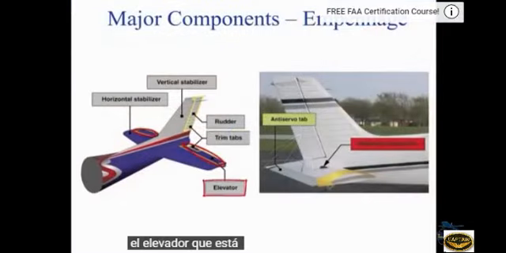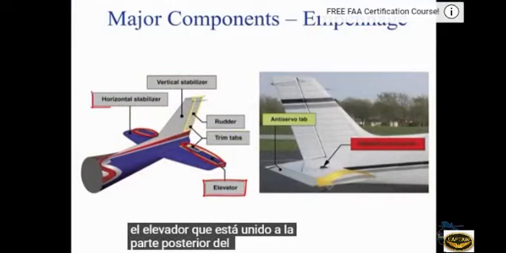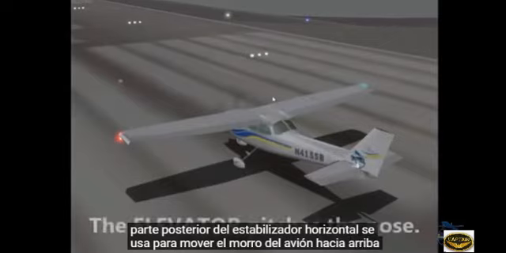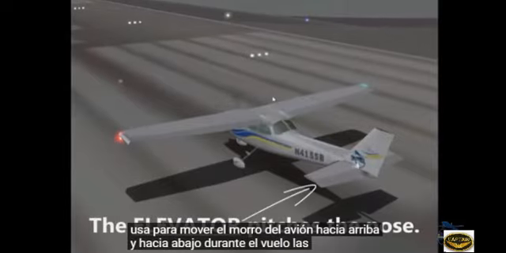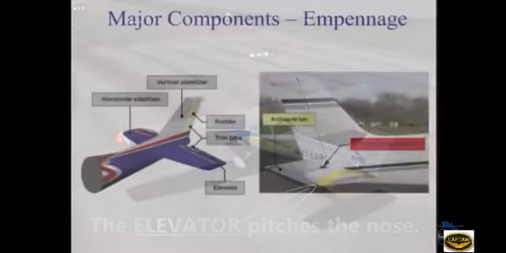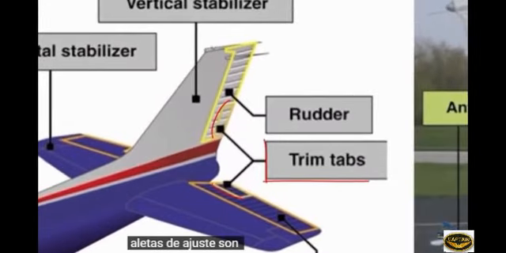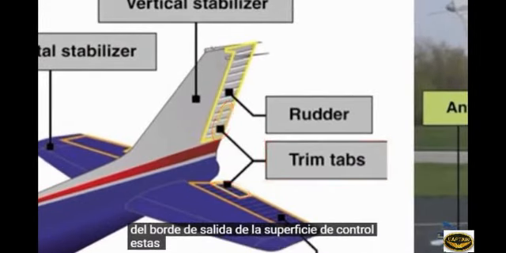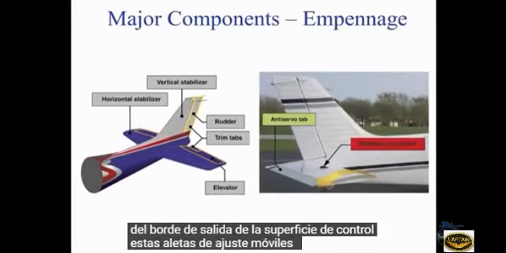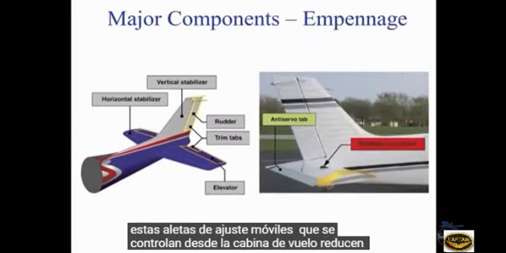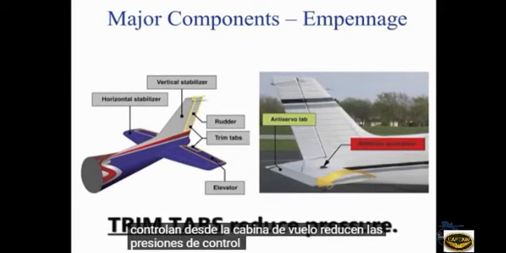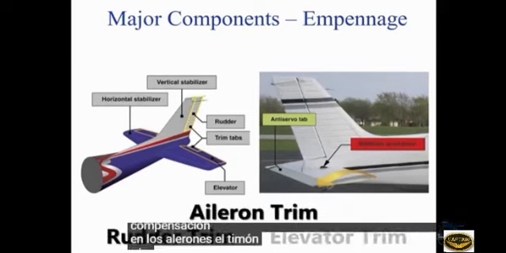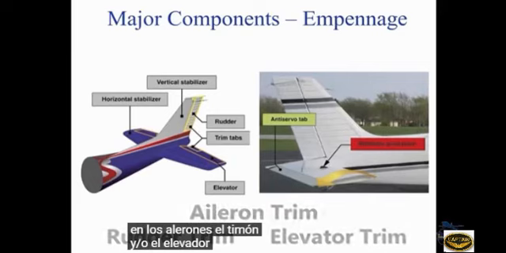The elevator, which is attached to the back of the horizontal stabilizer, is used to move the nose of the airplane up and down during flight. Trim tabs are small, movable portions of the trailing edge of the control surface. These movable trim tabs, which are controlled from the flight deck, reduce control pressures. Trim tabs may be installed on the ailerons, the rudder, and/or the elevator.